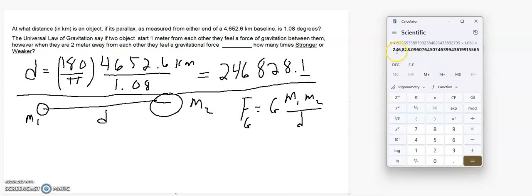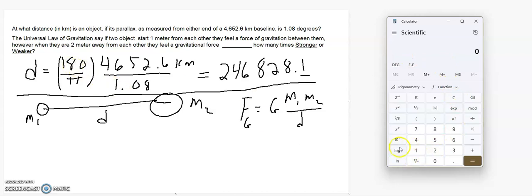So there it is. It's 246,828. And then, of course, if it's rounded to one place past the decimal, it would be 0.1, because there's a 9 in the hundredths place. All right, so let's see that one more time.